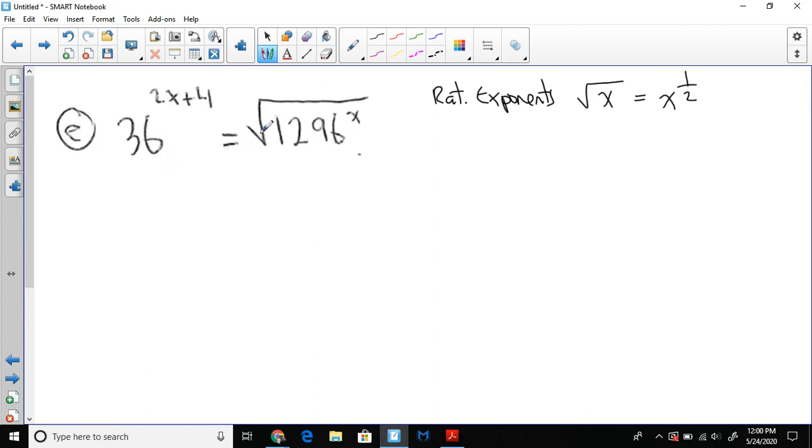So here I have 36. Here I have this root of 1296 to the power of x, okay? So now 36 is a perfect square, all right?